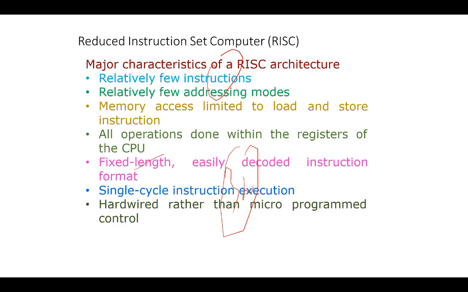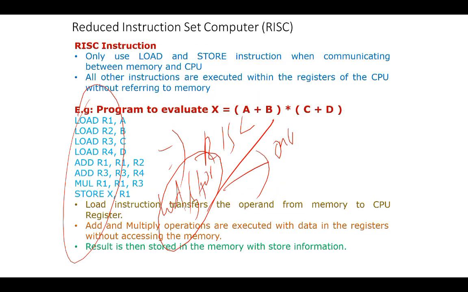In short, the load and store instructions communicate between the memory and the CPU. All arithmetic and logic operations are performed inside the CPU registers, so the memory is accessed only at the beginning and at the end of the program. In the middle, it doesn't access the memory. Let's take the example x = (a + b) * (c + d).